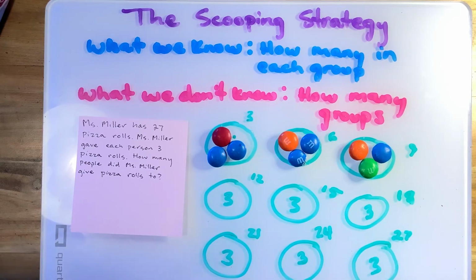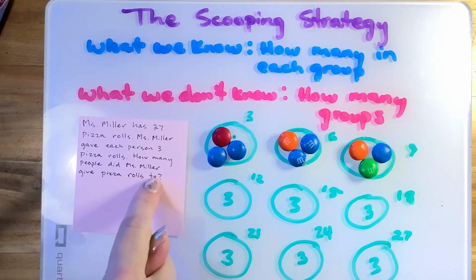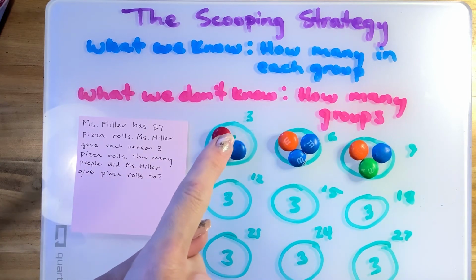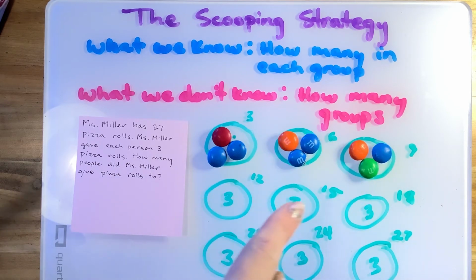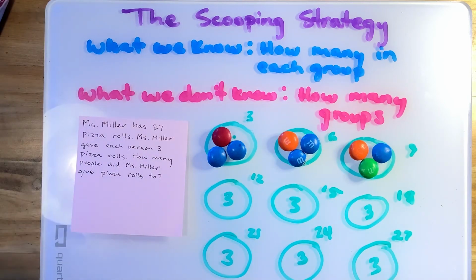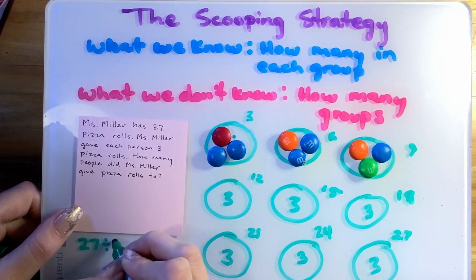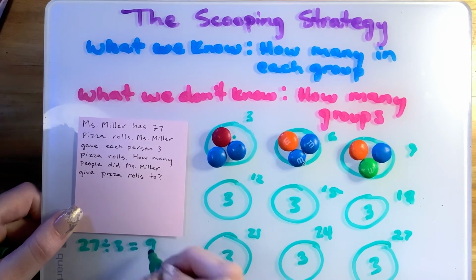Bloop. Now what I do is this time I don't count how many is in the group. I need to count how many groups I have, because the question said, how many people did Miss Miller give pizza rolls to? So I gave 1, 2, 3, 4, 5, 6, 7, 8, 9 people. I gave 9 people 3 pizza rolls each. So the answer to 27 divided by 3 equals 9.